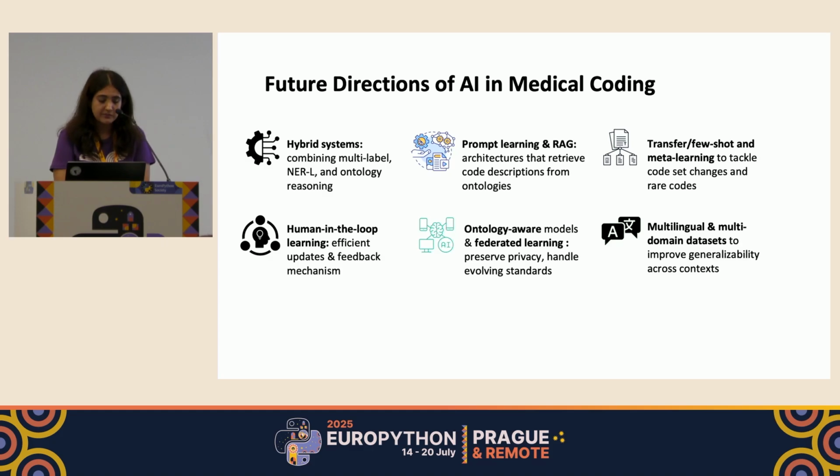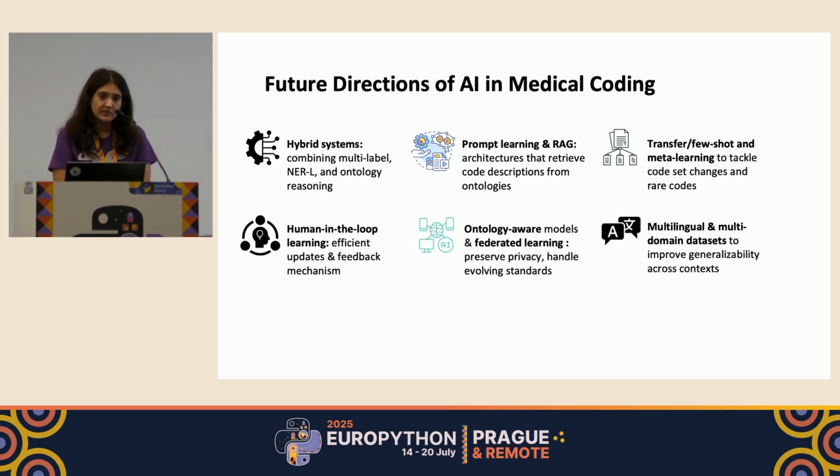Starting with hybrid systems. So I just talked about these three approaches in silos. However, we can often combine these three approaches and build hybrid systems. Then prompt learning and RAG is something that is very actively being explored today. There are architectures that can retrieve code descriptions from ontologies and quickly generate those codes. You don't even need to maintain extensive ontology and the hierarchies in your own systems. Then you can also have transfer learning and meta-learning approaches to tackle code set changes and rare codes.